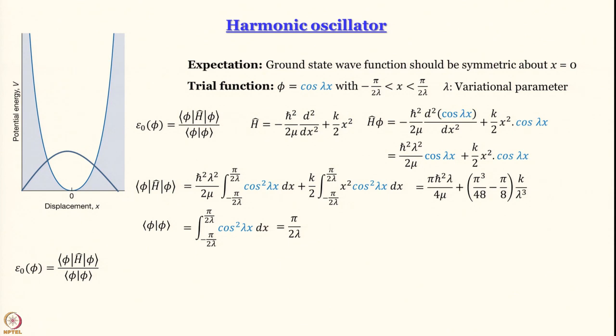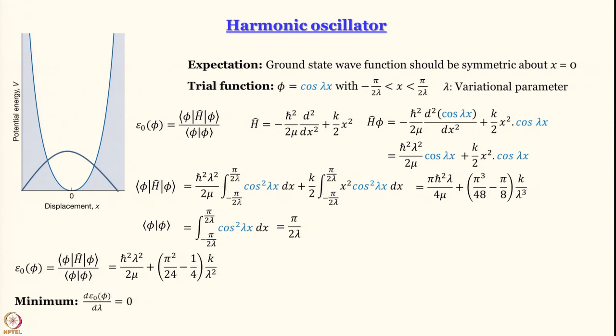So, what is the value of the functional? This is what it is, h cross square lambda square by 2 mu plus pi square by 24 minus 1 by 4 multiplied by k by lambda square. We have definitely not worked it out. I am showing you the final answer. You are more than welcome to work it out by yourself.